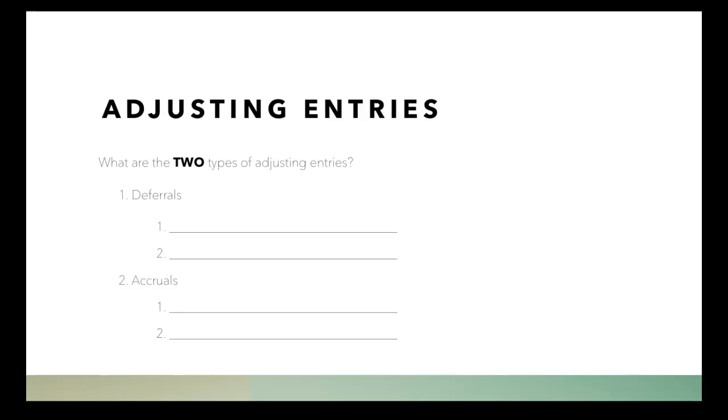So let's start with just deferrals here. These are your prepaid expenses. That's when we pay for prepaid insurance, or we pay for prepaid rent, supplies, right? All of these things, we pay for them up front, and then we expense them. We record the expense when they're used.